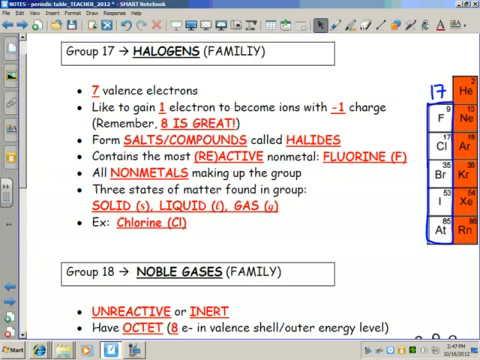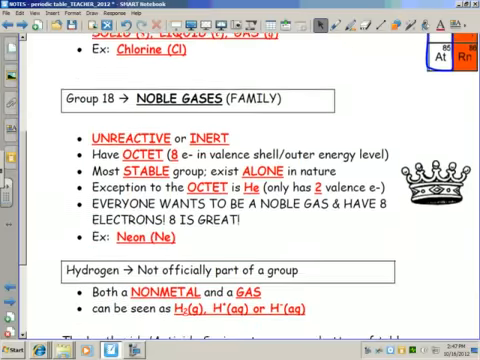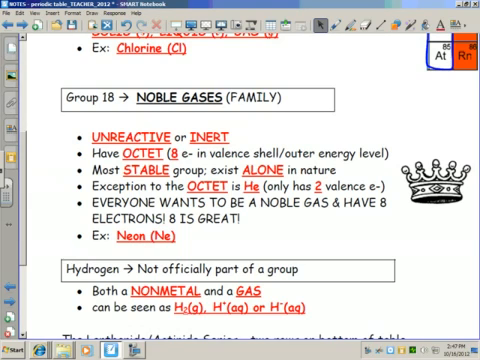If they're not with something else, they're with themselves. F2, O2, Cl2, Br2, and I2. And you'll find all 3 states of matter in this group, from solids to liquids to gases. Bromine is one of the only 2 liquids at STP. The last one is the noble gases.